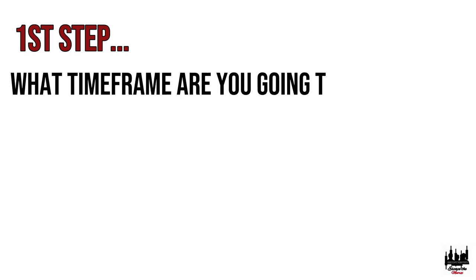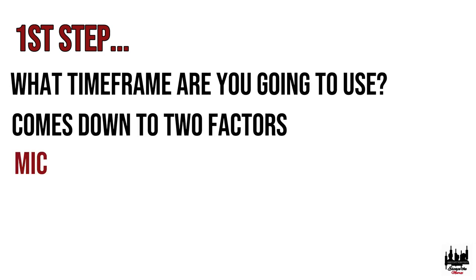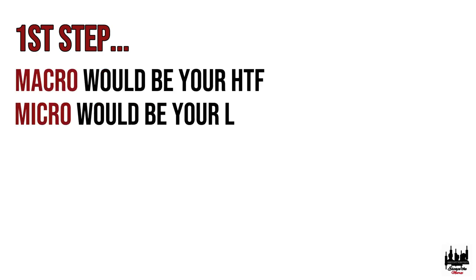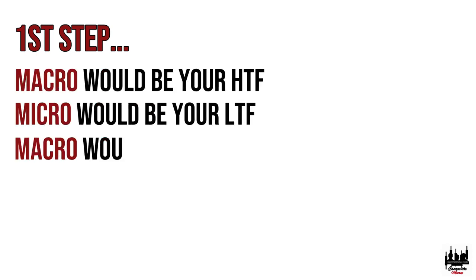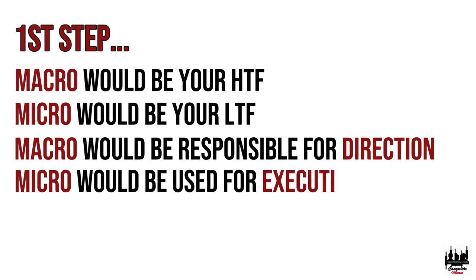So first step, you need to determine what time frames you are going to use. And it all comes down to two entities, which is micro and macro. Your macro would be your higher time frame. Your micro would be your lower time frame. Your macro would be responsible for your direction or your bias, or the way you're anticipating order flow to flow. And micro is where you would be looking at execution, or maybe sub clues for your execution.